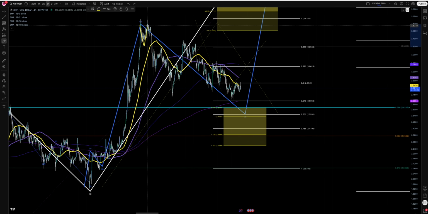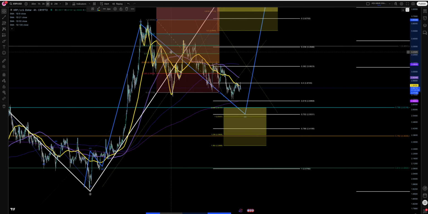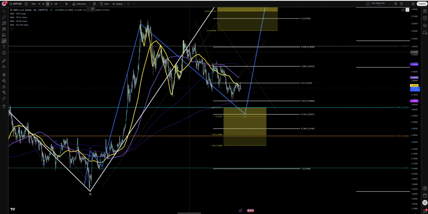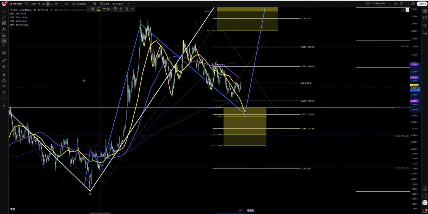This is your 1, 2, 3, 4, 5, 3-wave move up, rejecting off of the 61.8% fib, and then we have another 5-wave move down, right? So this over here is your wave 1, your wave 2. You could say this is your 3, 4, and 5, but I think this wave 5 is a little bit deeper. So look, this is your 1, 2, 3, 4, and this is your wave 5, right?